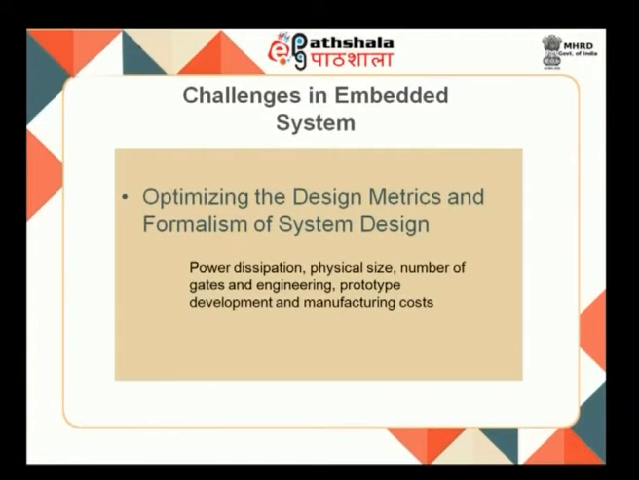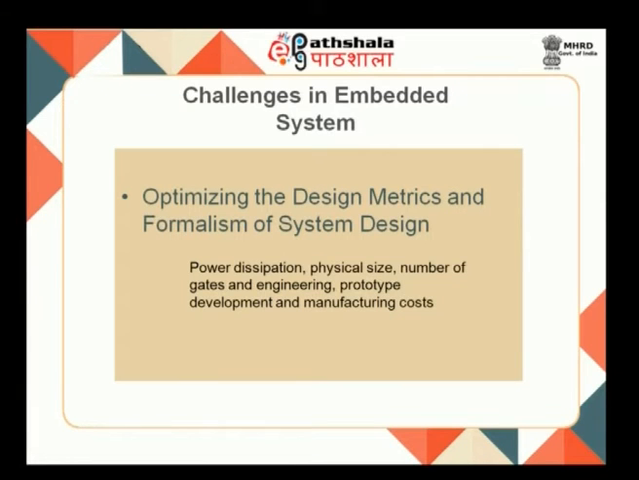When you are looking at challenges in embedded systems, usually we will think about optimizing the design metrics and formalizing the system design. What I am trying to say here as design metrics is power dissipation, your physical size, your number of gates or what hardware we will be using, how we will be making the prototype, and how we will be manufacturing these objects. So, these are the major issues when you are looking at your design metrics.